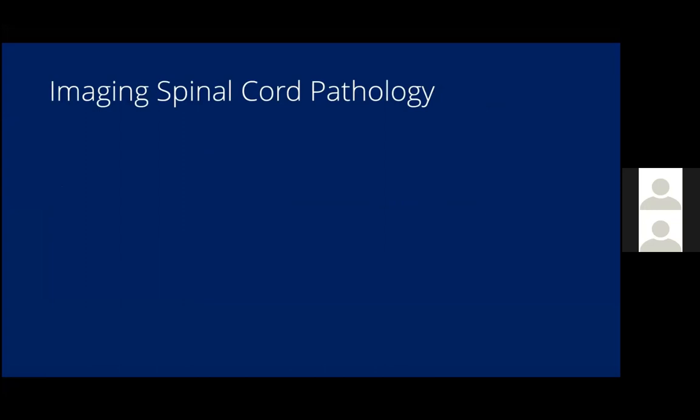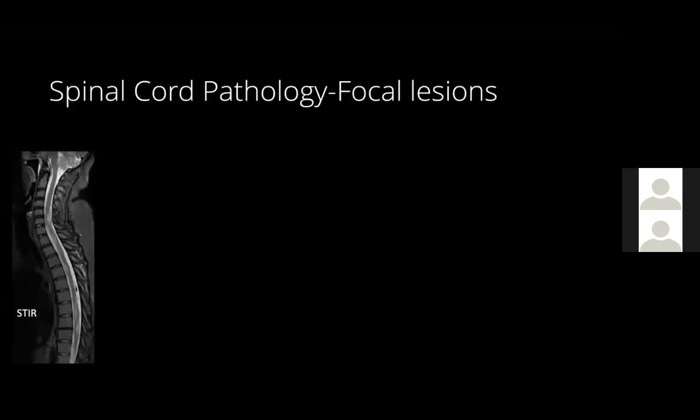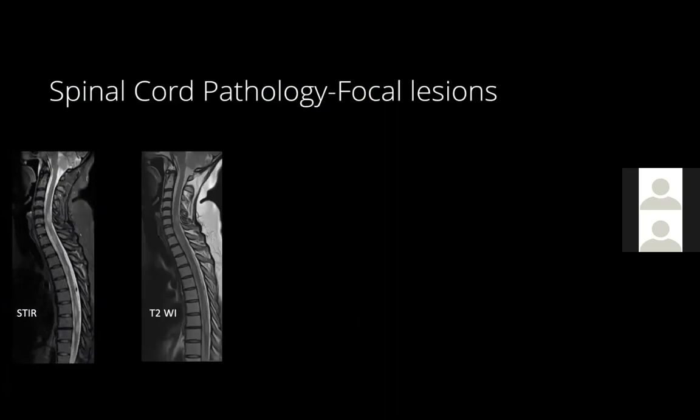So, switching gears to spinal cord pathology. The spinal cord also shows focal lesions in MS. These lesions are not long segment, they are short segment, usually spanning one or two vertebral body segments. There are multiple lesions, and they are more easily picked up on STIR images than on T2 weighted images.